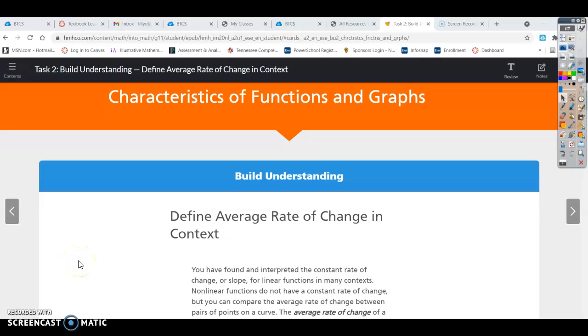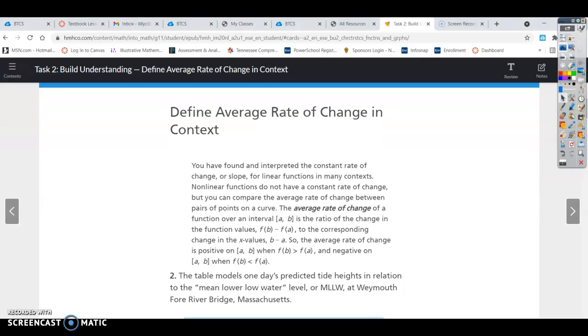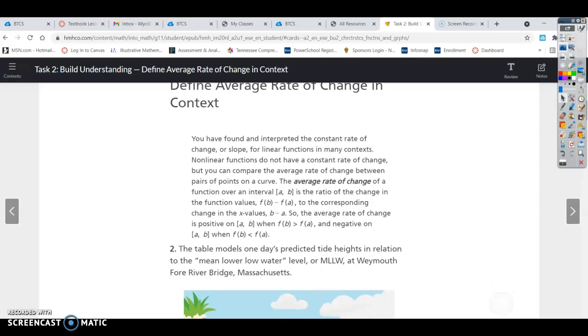Hey guys, we're still looking at characteristics of functions and graphs. Again, turn to your textbook. Your online textbook is lesson 1.2 and you can follow along. Alright, so we are going to define the average rate of change in context.